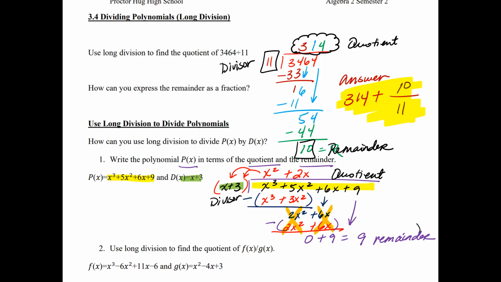So then your answer in this situation, you guys, is simply just going to be x squared plus 2x. That's your answer, plus, and then remember the remainder goes on top, divisor goes on the bottom, and this is your answer right here.